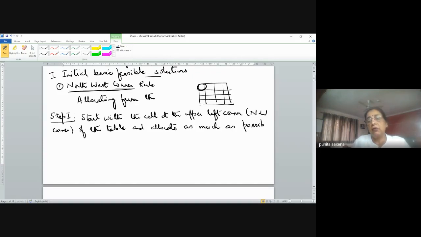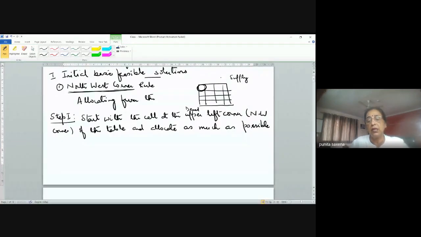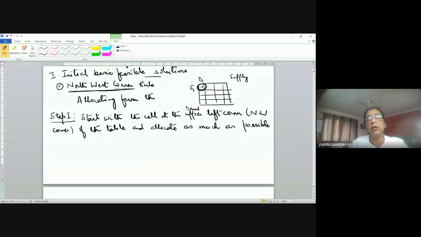This allocation depends upon how much is your total supply and how much is your total demand. We have to allocate in this cell, which corresponds to the first source and the first destination. The first source has a supply limited to A1 units, and the first destination has a demand limited to B1 units. So how much we supply depends upon A1 and B1. Obviously, we can supply the minimum of it.